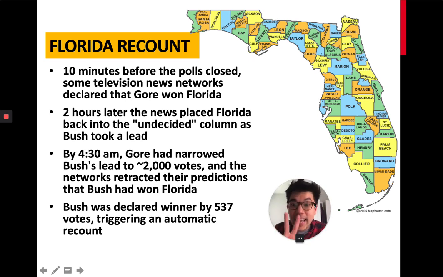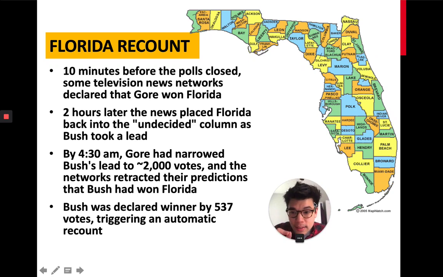Two hours later, the news then begins to place Florida back into the undecided column, because as they started counting the votes, turns out George Bush was taking the lead, right? So first it was Al Gore, now it's George Bush. They keep counting the votes. By 4:30 a.m., Al Gore had narrowed that lead to just 2,000 votes, right? Just 2,000 votes are separating who's the president and who isn't the president.